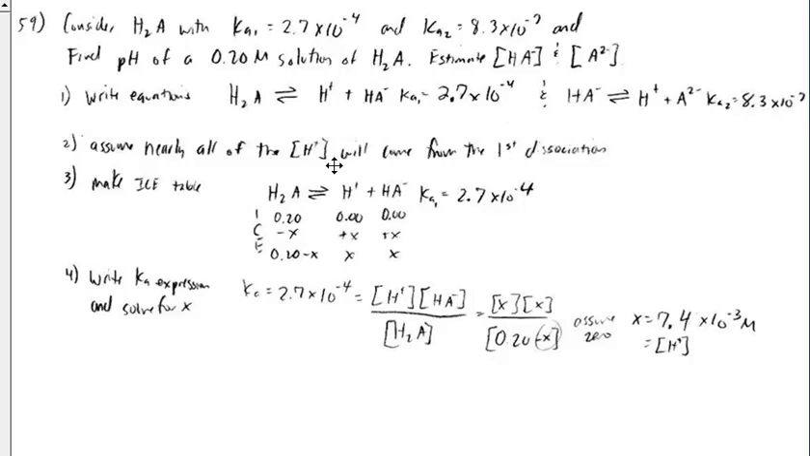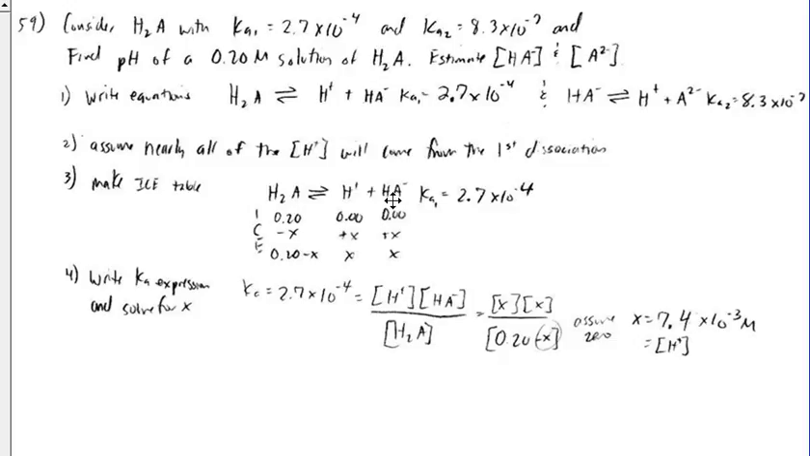Assume that almost all of the H plus is actually going to come from the first dissociation and make a nice table from that. So we'll use our first equation, H2A gives H plus and HA minus, and with the Ka1 of 2.7 times 10 to the negative fourth, we start to plug in values. We know the original concentration of the H2A is 0.2. Assume that we have no hydrogen ion and no conjugate base of the H2A. So we'll get a minus x, plus x, and at equilibrium, in molarity, it'll be 0.2 minus x for the H2A, and then x and x for both the hydrogen ion and the conjugate base of this H2A.